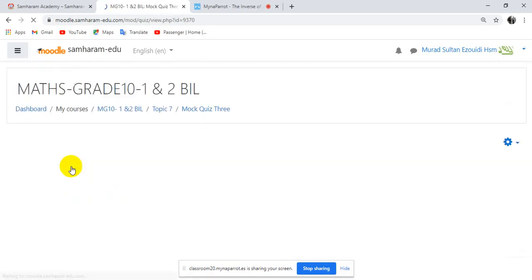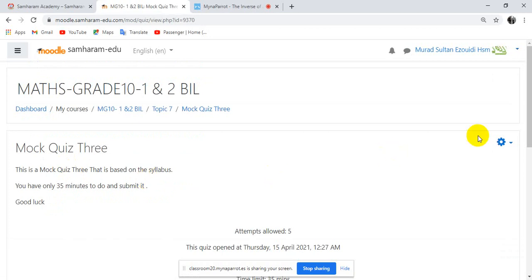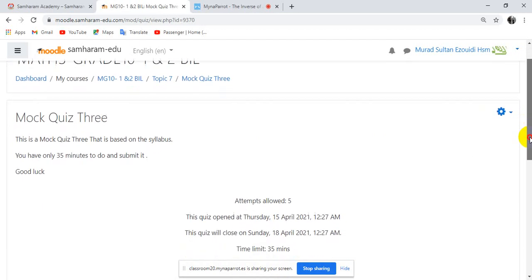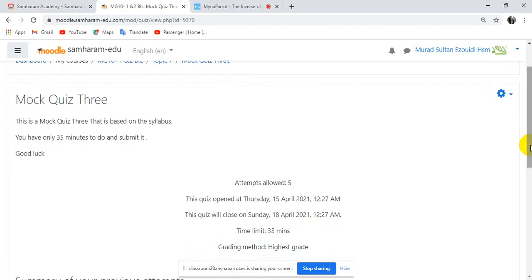Okay. So, who can read, not from my screen, but from her laptop? This is mock quiz 3 that you chose for symbols. Good. Okay. So, you have 5 attempts allowed.